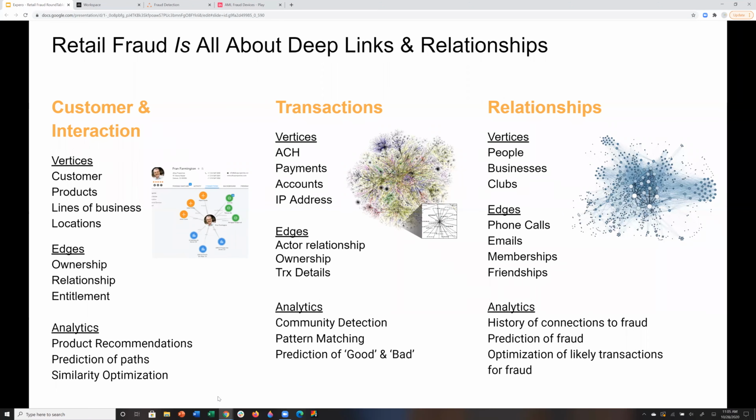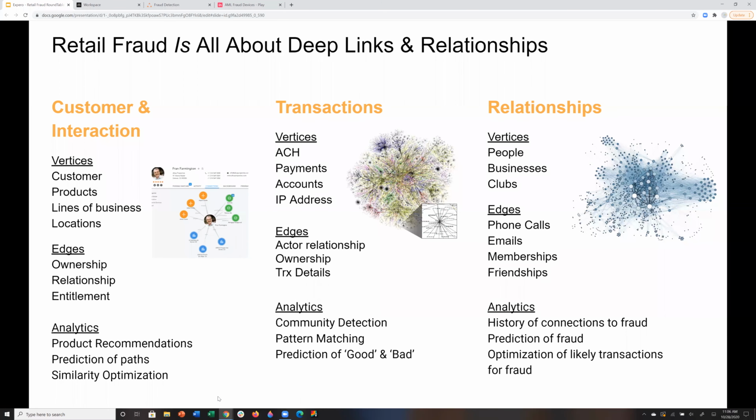In terms of the transactions, obviously we have all the payment mechanisms, all the accounts, and all the network data that we can access. But then we also have actors, owners, and transaction details on the edges that connect those patterns of behavior. In terms of the analytics, we can do community detection, we can do pattern matching, and determine who is a good actor and who is a bad actor. And the summary is that we can really understand the power of relationships between people, businesses, and associations, and the different touch points that connect those through phone, email, and other connections.